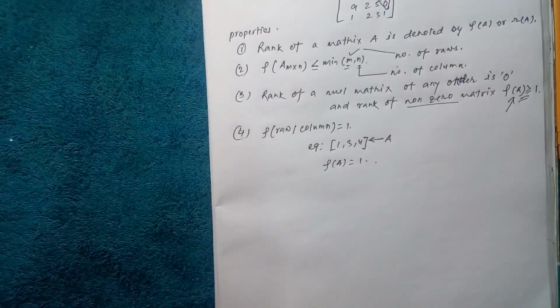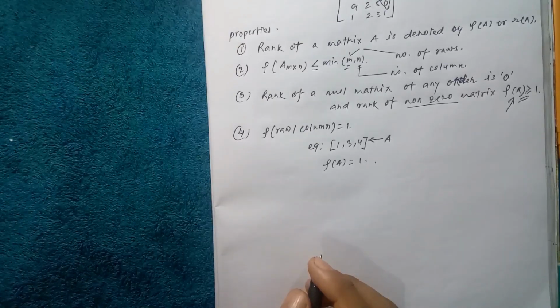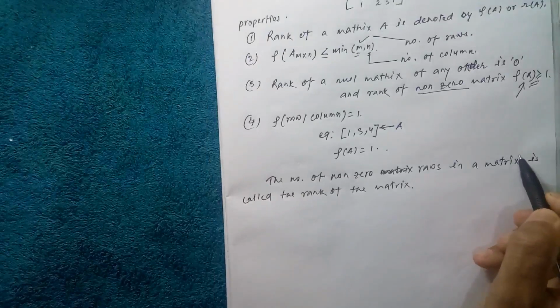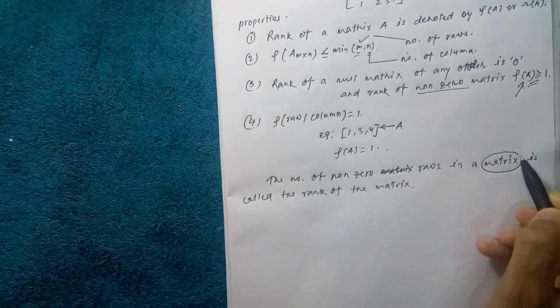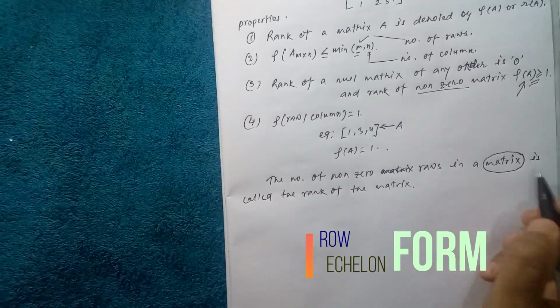Now we proceed to find the rank of the matrix with the help of the row echelon form. We can say that the number of non-zero rows in a matrix is called the rank of the matrix. Here the matrix must be in the row echelon form.